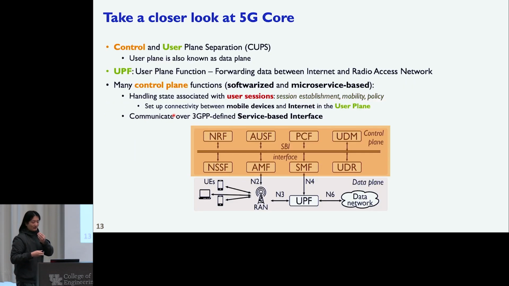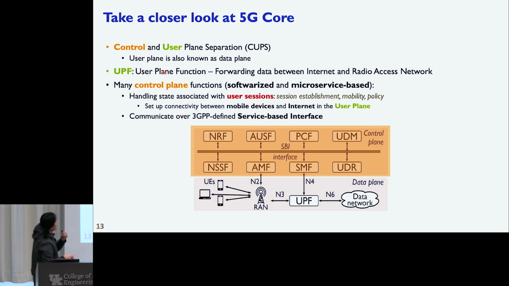So now let's take a closer look at the 5G core. The essential thing I want to introduce here is that the 5G core uses a control and user plane separation philosophy. Sometimes we call the user plane the data plane, and I will use these terminologies interchangeably in my talk. If you look at the data plane of the 5G core, the UPF, or user plane function, is the only function we have. Its responsibility is to forward the data traffic between the radio access network and the backend data network, or the internet.